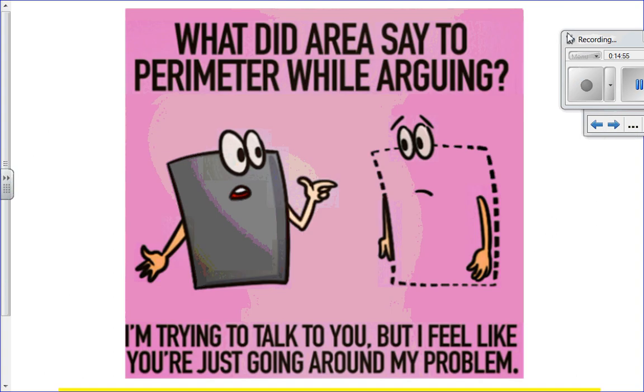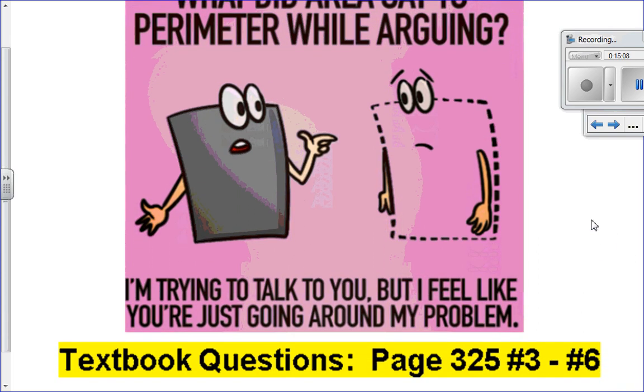Okay. Speaking of area and perimeter, what did area say to perimeter when they were in an argument? I'm trying to talk to you, but I feel like you're just going around my problem. Thought that was pretty cute.